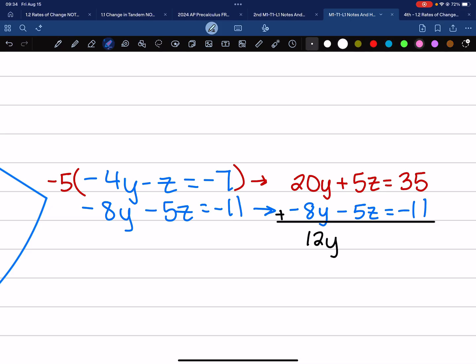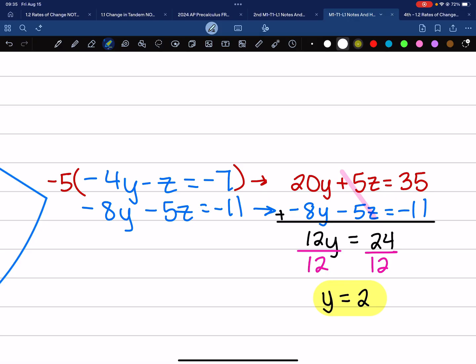5z plus a negative z cancels out. And we have 35 minus 11, which is 24. And now we have an equation that just has one variable. So what we can do is solve for that one variable by dividing by 12. And that gives us our first part of our solution, where y is equal to 2. So we have our first part of our solution.